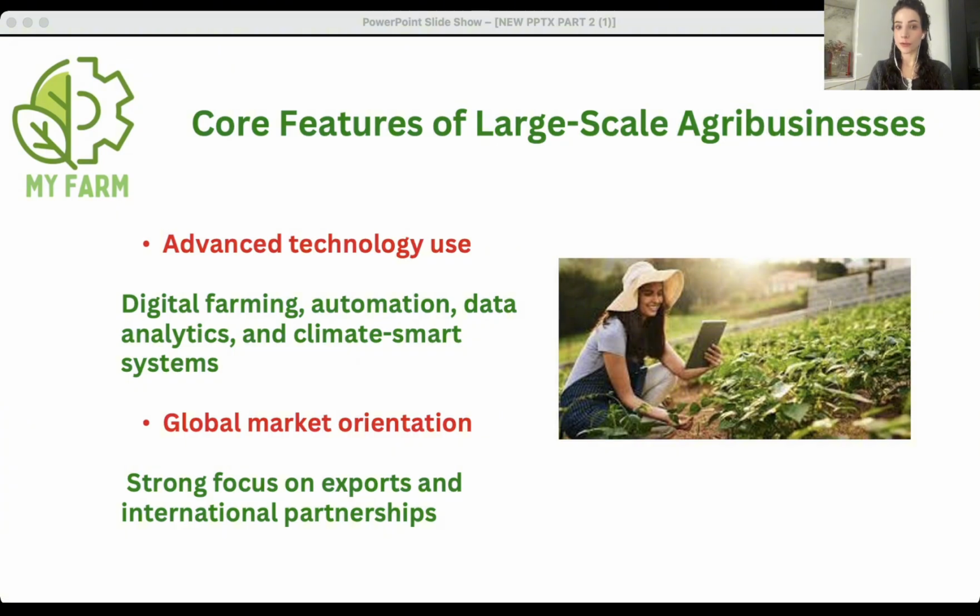Another core feature is related to technology adoption. So these enterprises often lead in implementing digital farming, automation, remote sensing, AI-powered analytics, and climate-smart infrastructure. Another core feature is related to global orientation. So export markets and international partnerships are usually central to their business strategies.